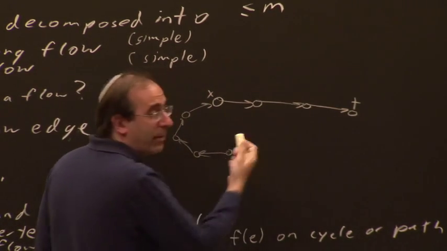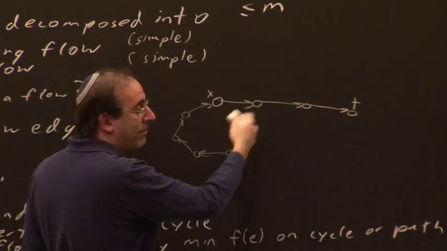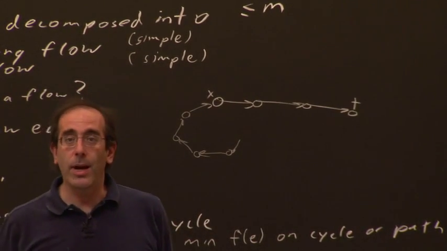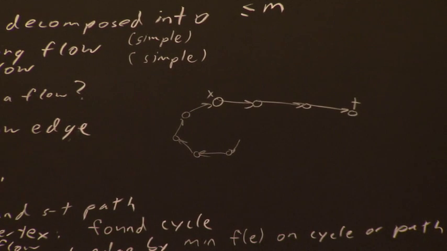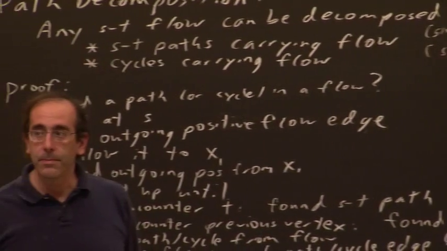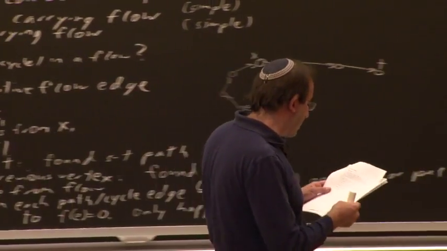If I hit T, then I've got a cycle. At some point, I'll have to repeat myself. And at that point, I'll have a cycle that involves X, and so I can take it out. So that lets me take care of any flow that still remains in cycles. Other questions? All right, so now we've got our decomposition.